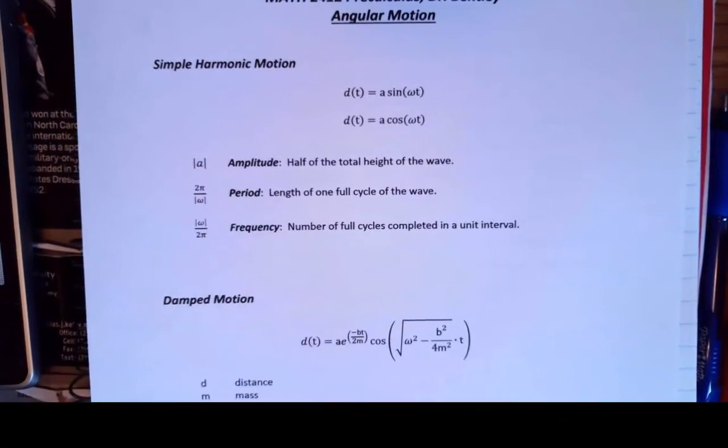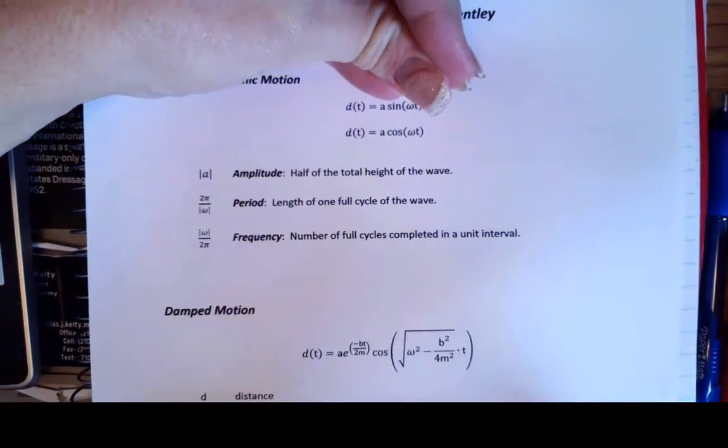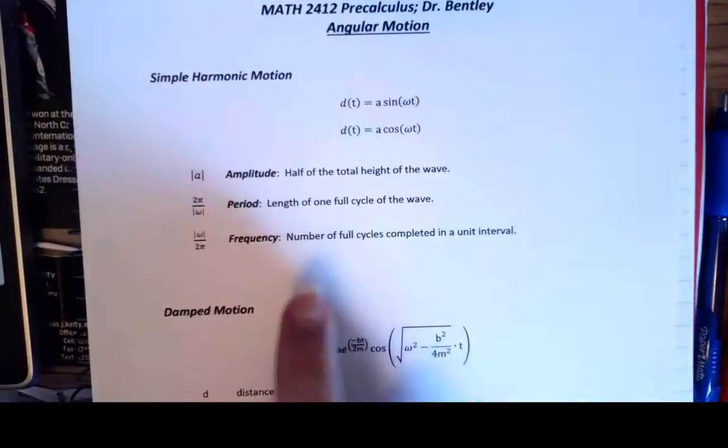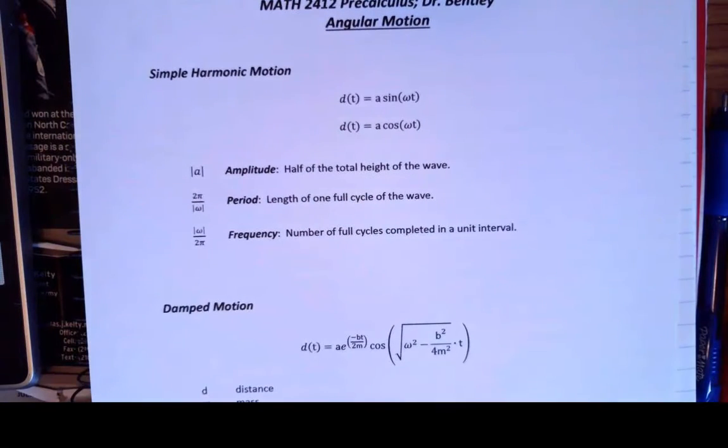For instance, if you've got a spring, and you pull the spring down and you let go. You pull the spring down and you let go. That spring is going to go up, down, up, down, up, down. Okay, so that is an example of simple harmonic motion, as long as you realize that eventually it's going to stop. It's going to come back to a resting position.